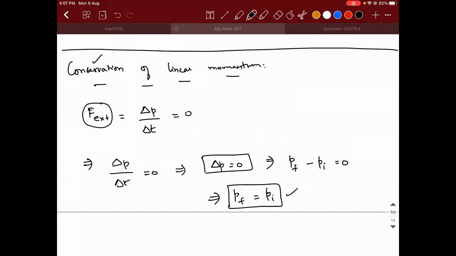So what comes to your mind when we see the word conservation? What do you mean by conservation of something? Conservation means something is preserved, right? It is not lost. So here, looking at all these mathematical expressions, you understood that the final linear momentum is equal to initial linear momentum. If that is the case, when will this kind of scenario occur is what we need to answer. Can you guys tell me when will this happen?